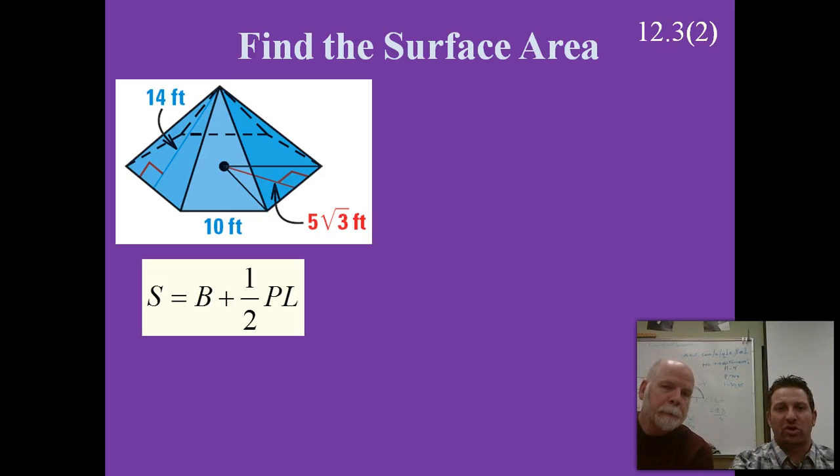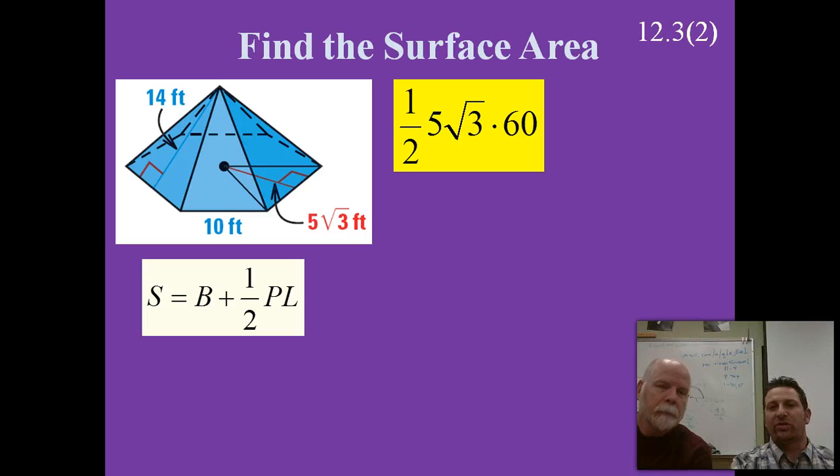So when you start doing this here, guys, in order to find the area of that base, you're going to have to go 1/2 times the apothem, which is 5√3 there, times 60, which is the perimeter of the base. So you got to be really, really careful here. Once again, look back at your formulas to find the area of a polygon like that, and it's 1/2 the apothem times the perimeter. Okay, and now all we got to do is figure out the slant height.